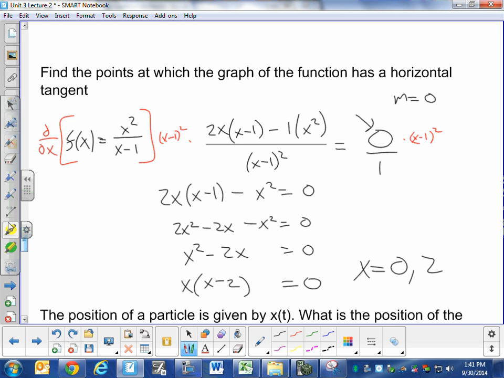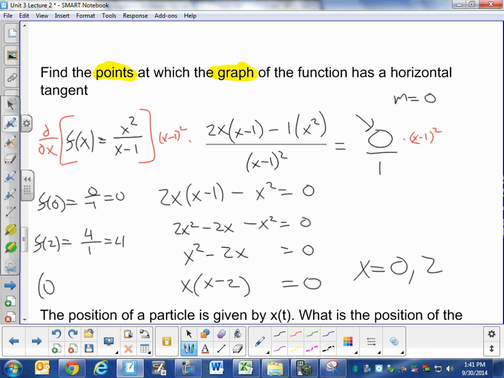Now the question, though, wasn't the x coordinates. The question was to find the points. Okay, so the points at which the graph, so the points on the graph. Now the points on the graph will also be the points on the tangent line. We just need to find those locations. To find points, plug them into your original function. So f of 0 would be 0 over negative 1, which is 0. f of 2 would be 4 over 1, which is 4.